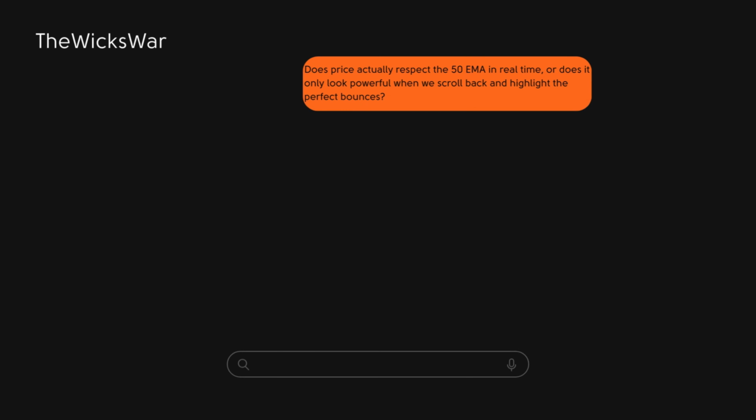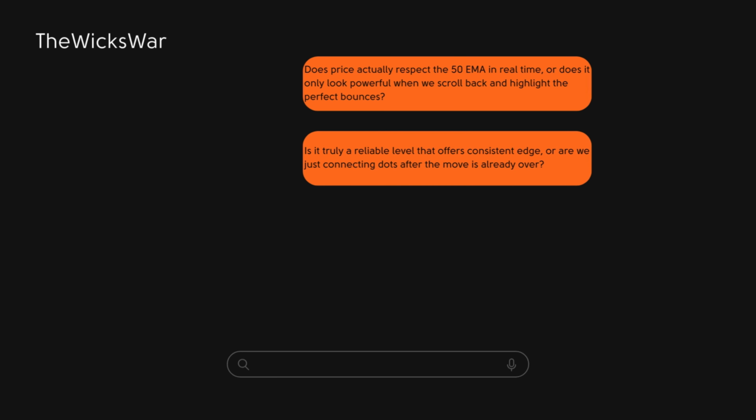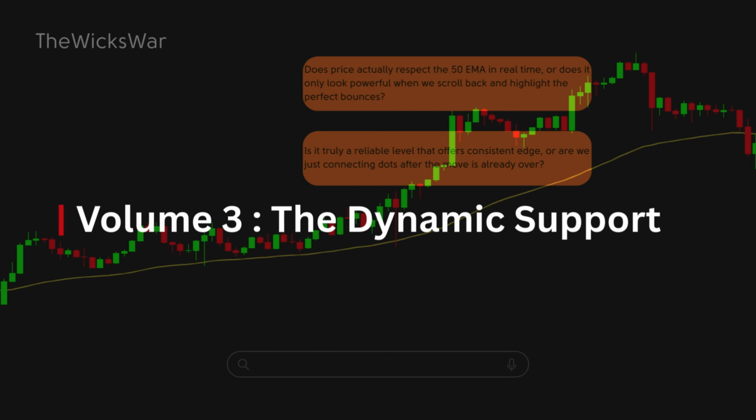Does price actually respect the 50 EMA in real time, or does it only look powerful when we scroll back and highlight the perfect bounces? Is it truly a reliable level that offers consistent edge, or are we just connecting dots after the move is already over? In this volume, we put the 50 EMA to the test and find out whether it earns its reputation or simply benefits from hindsight.